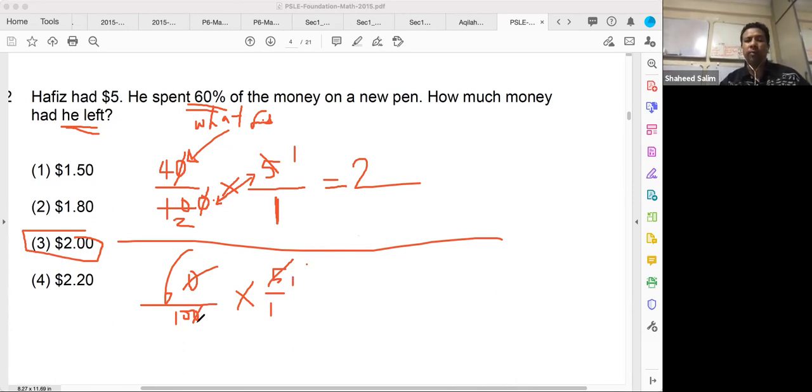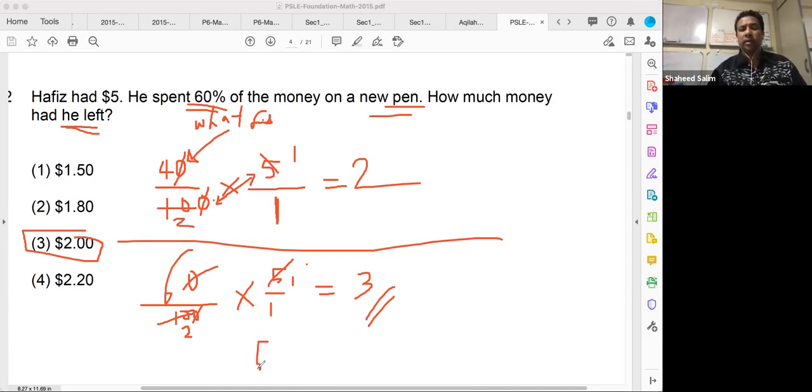Divide by 5, get 1. Divide by 5, get 2. 6 divided by 2, get 3. So he spent $3 on the pen. How much money had left? 5 minus 3, get 2. That's another method. Okay, you still get the same answer. 5 minus 3, get $2. Some students prefer this way because they say they can understand. Anyway, it's okay. We move on to the next one.